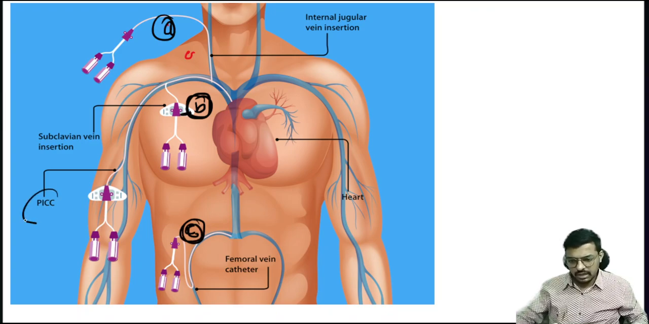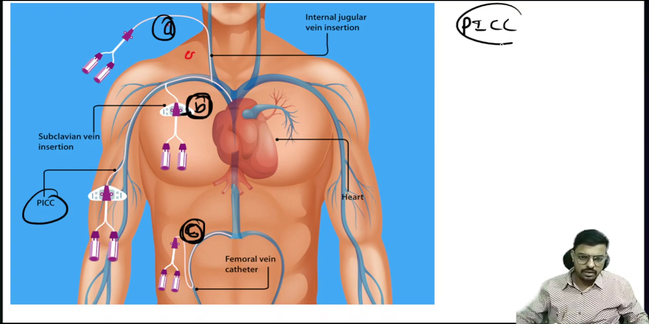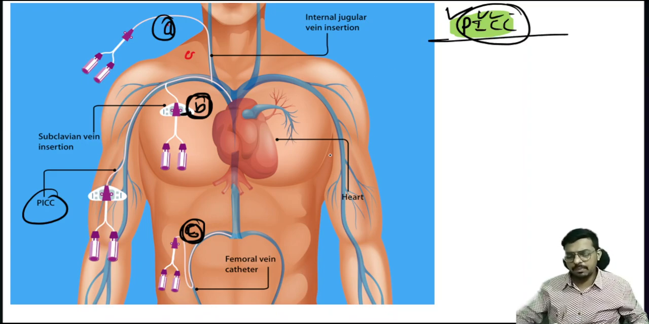This is our PICC line, the peripherally inserted central catheter. In the NORCET they only asked what is the full form of the PICC line. The peripherally inserted central catheter is the full form of the PICC line. Very important. I am giving the PICC line as option D.